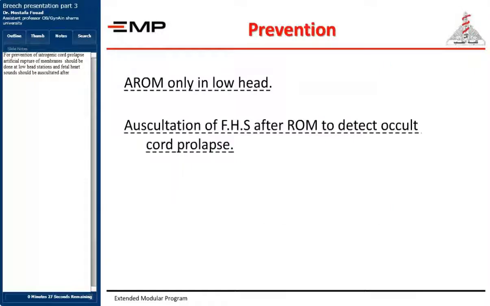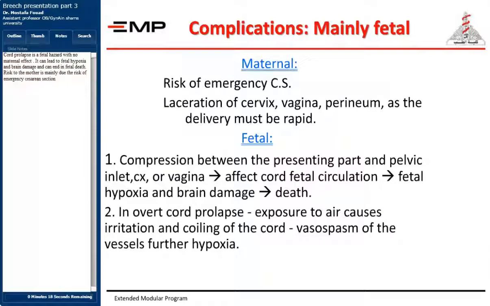For prevention of iatrogenic cord prolapse, artificial rupture of membranes should be done at low head stations and fetal heart sounds should be auscultated after. Cord prolapse is a fetal hazard with no direct maternal effect. It can lead to fetal hypoxia and brain damage and can end in fetal death. Risk to the mother is mainly due to the risk of emergency caesarean section.